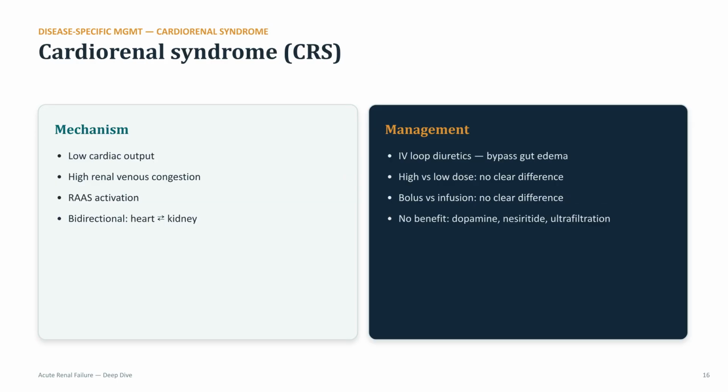Next, let's look at cardiorenal syndrome, where the heart and kidney compromise each other. The mechanism is a downward spiral involving low cardiac output, renal venous congestion, and RAAS activation. It is a bidirectional process, where heart failure worsens kidney function, and vice versa.